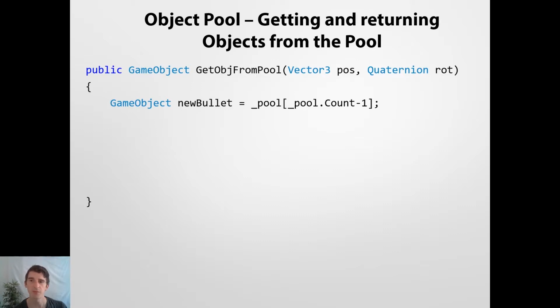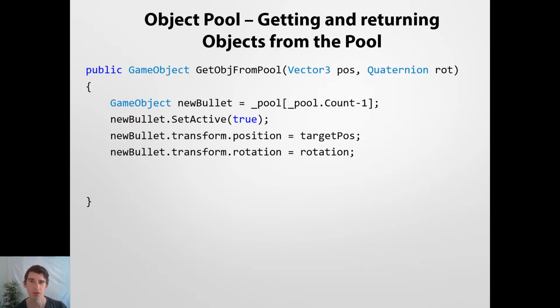So the first thing, we save the last entry of the list into a new variable. I call it here newBullet, and I set it to active. And after that, I set its position and its rotation, and I remove it from the pool because it's no longer a fresh object which can be retrieved from the pool. It's already in use, so it's not available, okay? And after we've removed it from the list, we return it. So we can use this just like the normal instantiate method, basically.